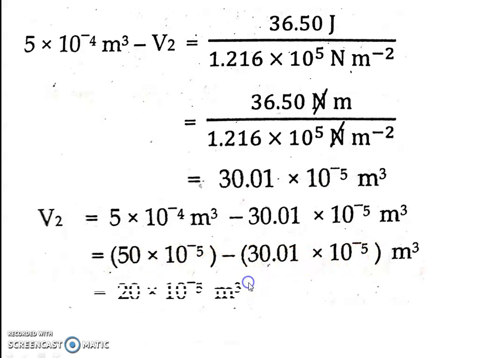Again by simplifying, we get V2 is equal to 20 into 10 raised to minus 5 cubic meter, or this is equal to 200 cubic centimeter. Already I told you 1 cubic centimeter equals 10 raised to minus 6 cubic meter, and therefore 20 into 10 raised to minus 5 cubic meter is equal to 200 cubic centimeter.